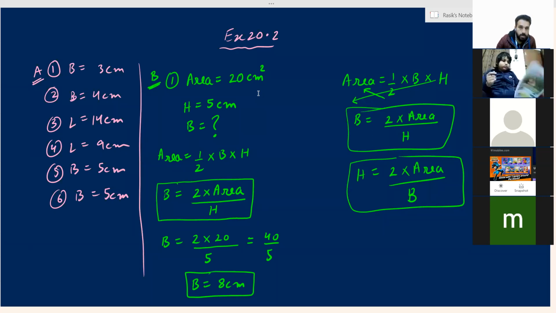Very good, everyone. You all are doing it correctly. Start doing the third, fourth part. Those who have not done the third and fourth part already, please do the third and fourth part.